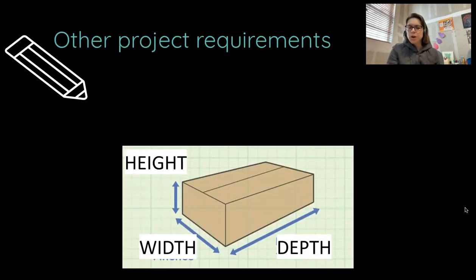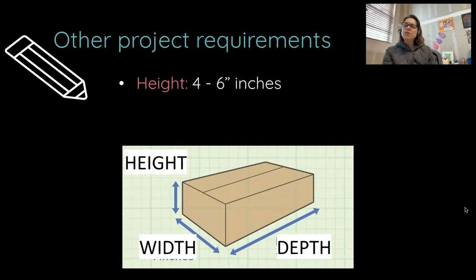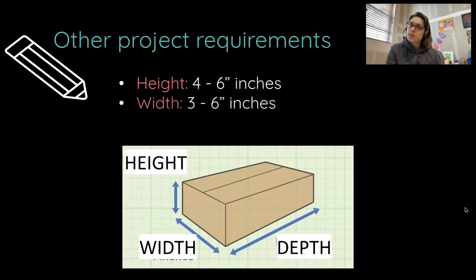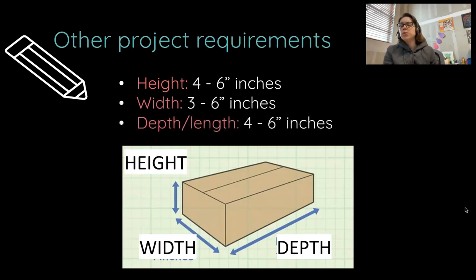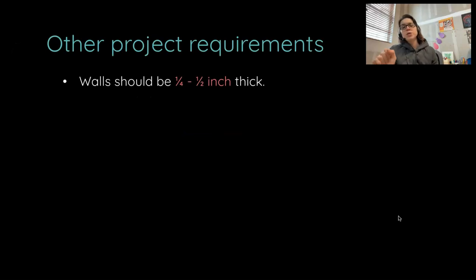Some other project requirements. In terms of height, your house should be between 4 to 6 inches tall. The width of the house should be about 3 to 6 inches wide, and the depth or length of the house should be about 4 to 6 inches. And I have a diagram right here to demonstrate what I mean by height, width, and depth. The walls of your house should be about 1/4 to 1/2 inch thick.